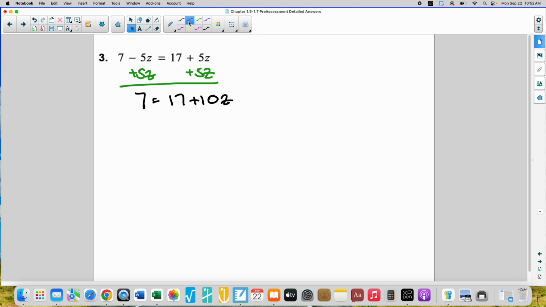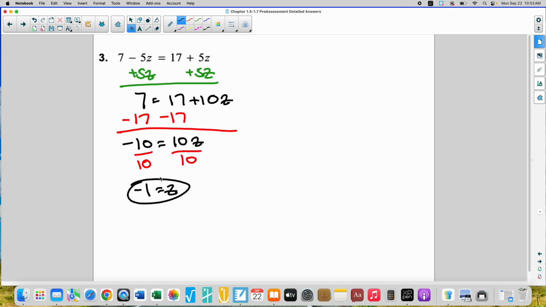And now I'm going to move the constant to the other side. So we moved the variable. Now we're moving the constant. We have 7 and negative 17 gives me negative 10 equals 10z. Now we'll divide by 10. Divide by 10. Negative 1 equals z.